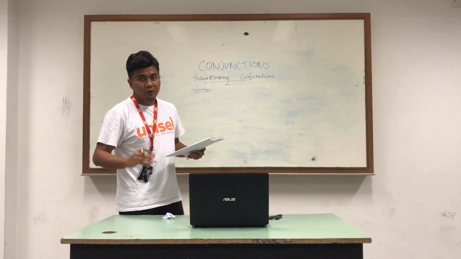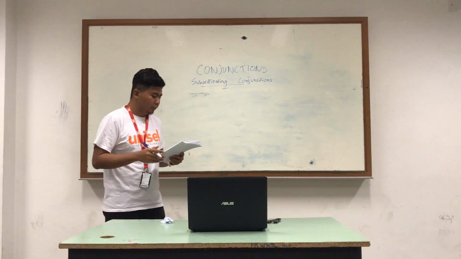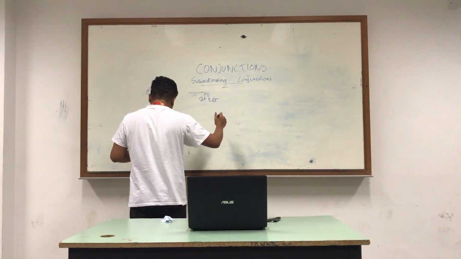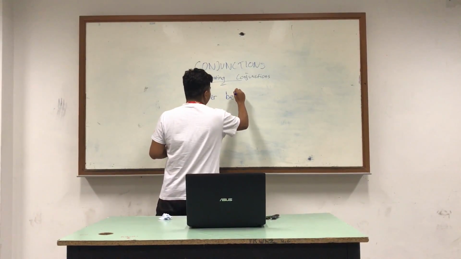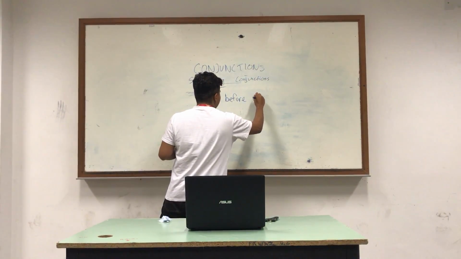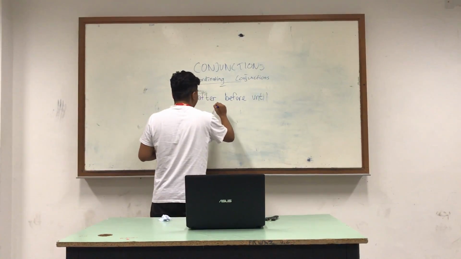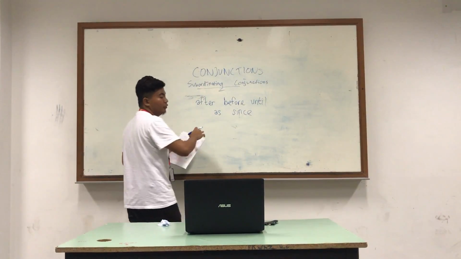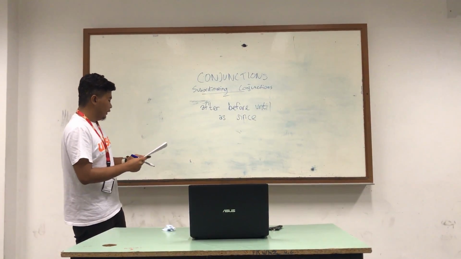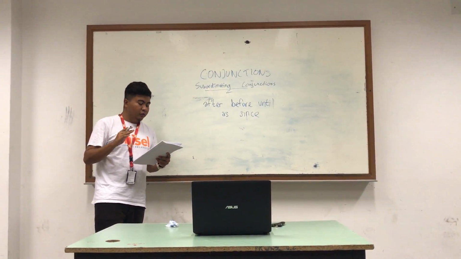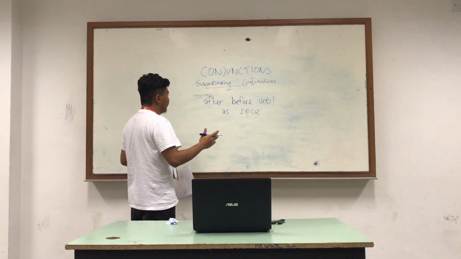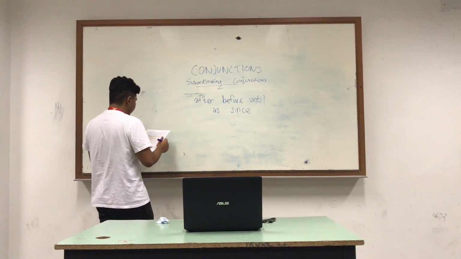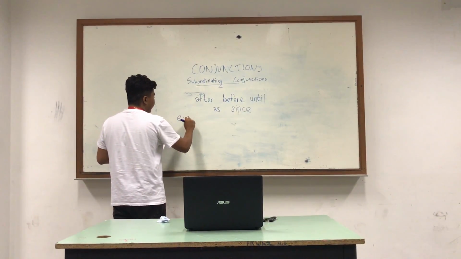there are a few words that we can use for the subordinating conjunctions, and the words are: after, before, until, as, since. Alright, these are some of the examples. Now I will show you another example that we can use with some of these words.